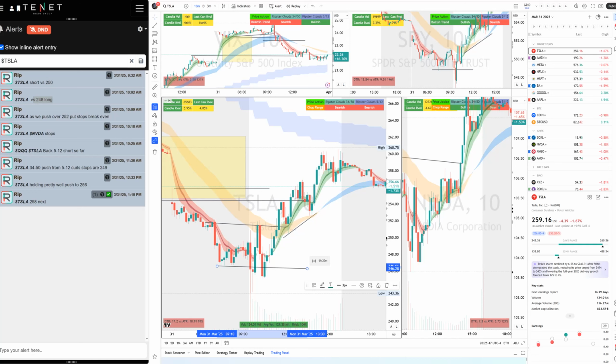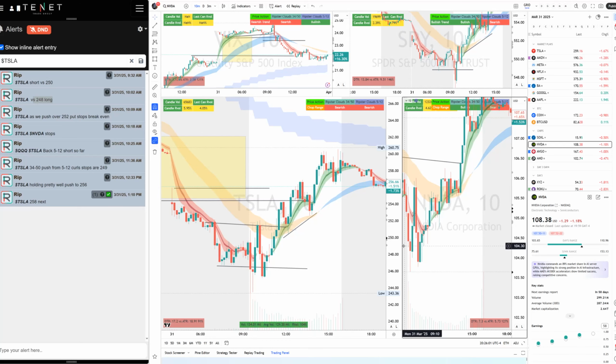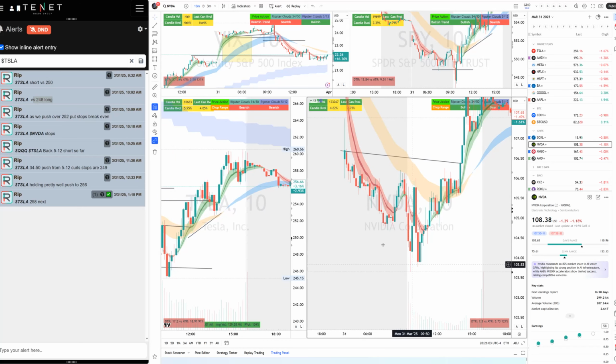That was why Tesla was a little tough there. But once you get the second curl, then you use the 34.50s, 34.50, 34.50. So the 34.50 clouds were more important. Same thing for NVIDIA. We were short at the open. You see that?